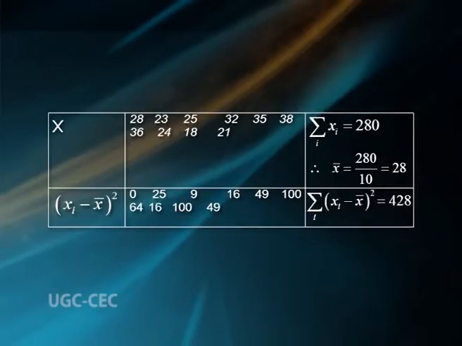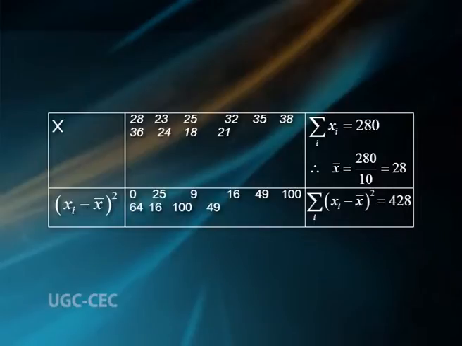x values 28, 23, 25, 32, 35, 38, 36, 24, 18, 21. Summation over i xi equal to 280. Therefore, x bar equal to 280 divided by 10, that is equal to 28. (xi minus x bar) whole square values 0, 25, 9, 16, 49, 100, 64, 16, 100 and 49.